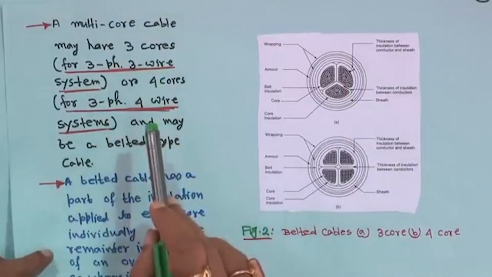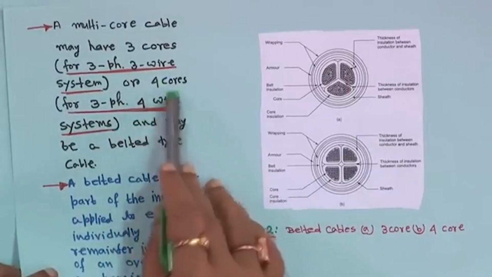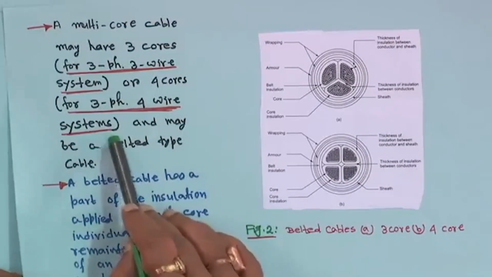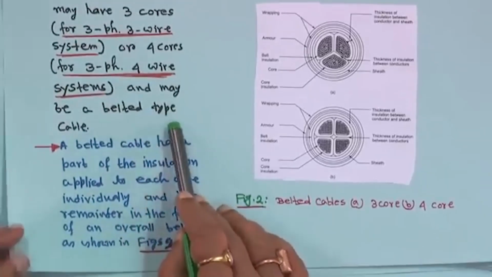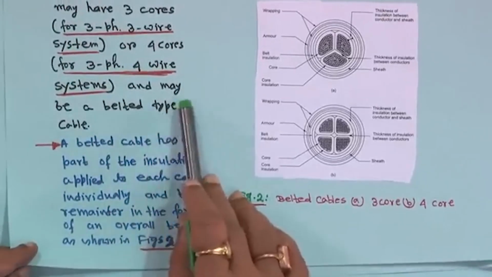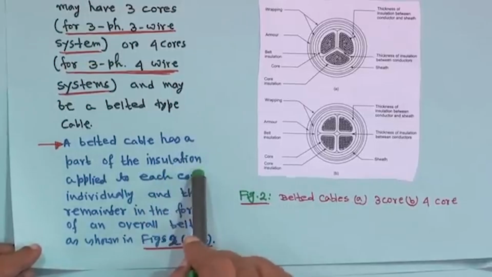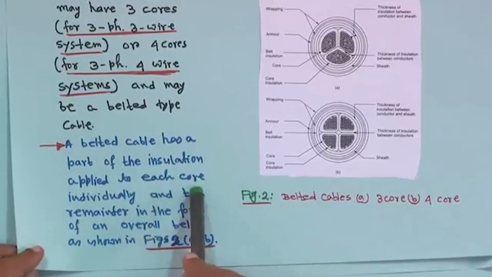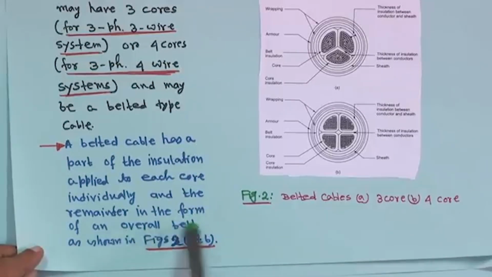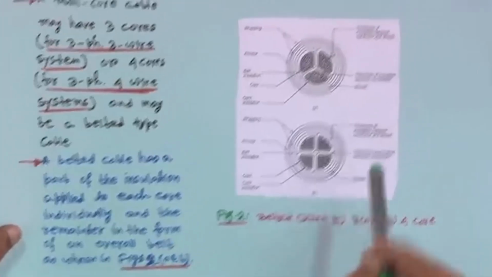Next is belted cables, 3 core and 4 core. A multi core cable may have 3 cores, that is for a 3 phase 3 wire system, or 4 cores, that is for a 3 phase 4 wire system, and may be of the belted type. A belted cable has a part of the insulation applied to each core individually and the remainder in the form of an overall belt, as shown in figure 2.